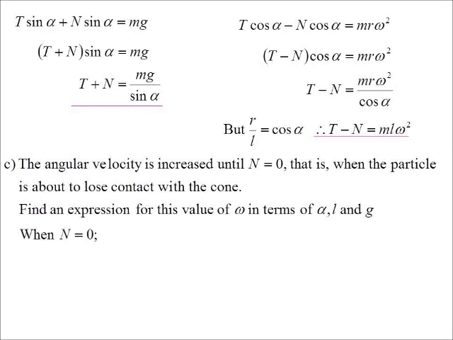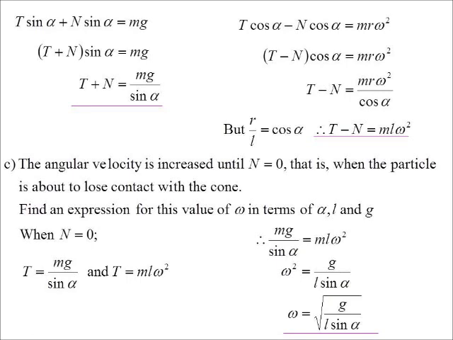So we now know N is equal to 0 for our problem. So tension is mg on sine alpha, according to my left-hand equation. On my right-hand equation, tension would be m l omega squared. Well, it's the same value. So I'll just equate the two, and we want to make omega the subject. So mg on sine alpha is m l omega squared. We can divide through by mass. Omega squared is g on l sine alpha, and there we have an expression in terms of alpha, l, and gravity. So it'll be the square root of g on l sine alpha.